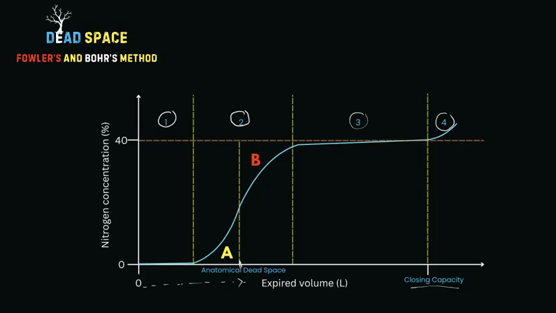Phase 3 is a plateauing of the graph because all the gas exhaled now comes from the alveolar gas. So the nitrogen will be uniformly increasing. And phase 4, when the patient has maximally expired, so this will reach the closing capacity of the lungs, the alveoli will collapse, pushing out nitrogen from the lungs. So this will have this positive inflection at the end of the graph.